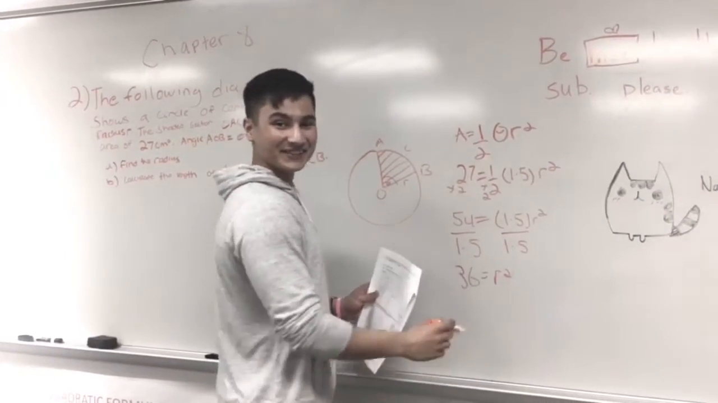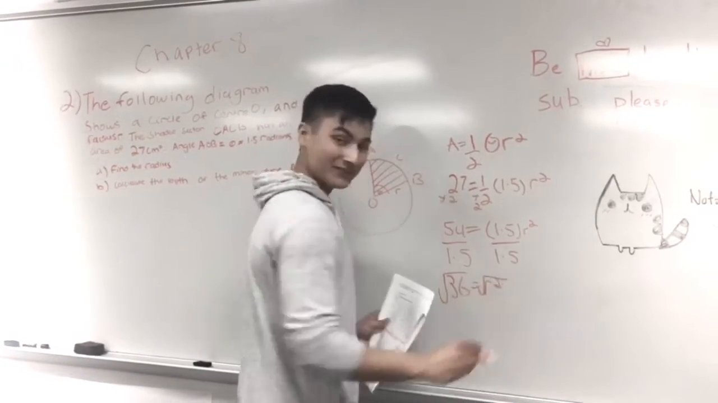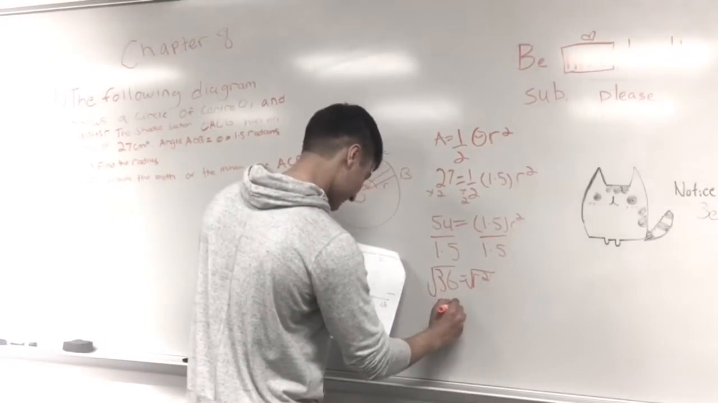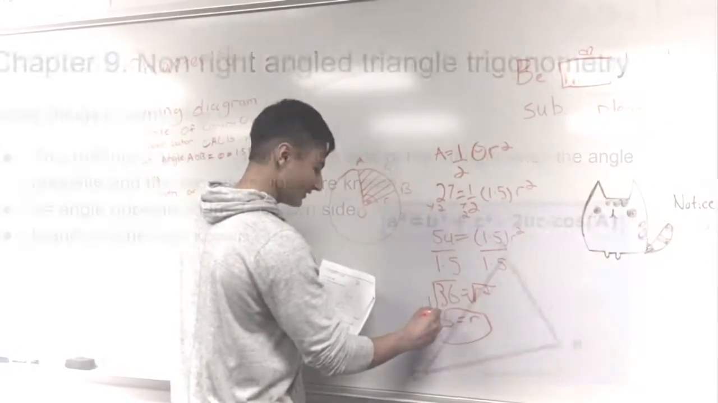Now, to get rid of the r squared, you have to square root both sides, because you're looking for r. Now you get the square root of 36 is 6, equals r. And there you go. That is A.